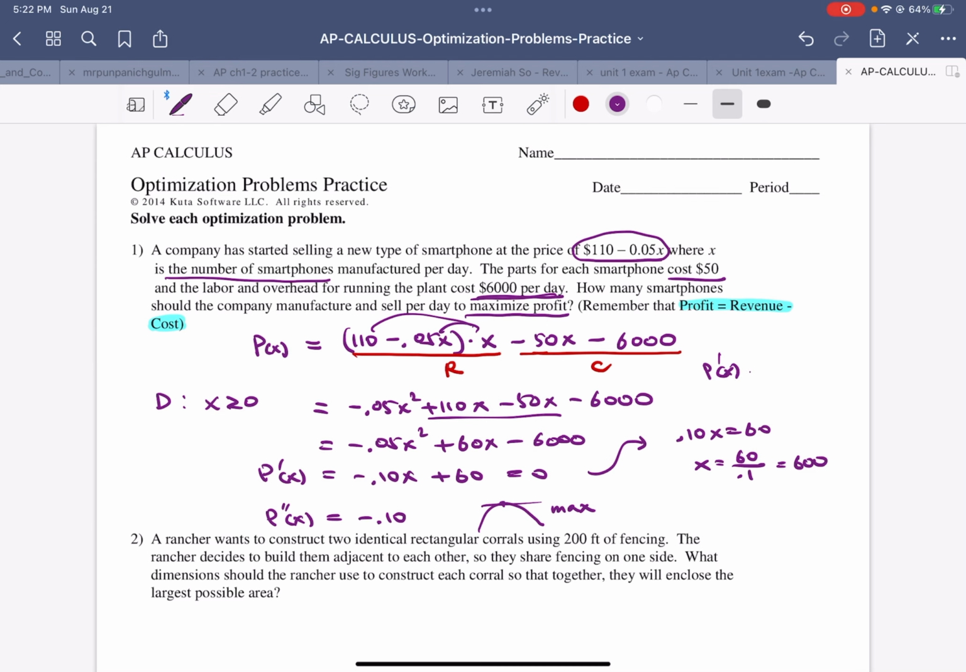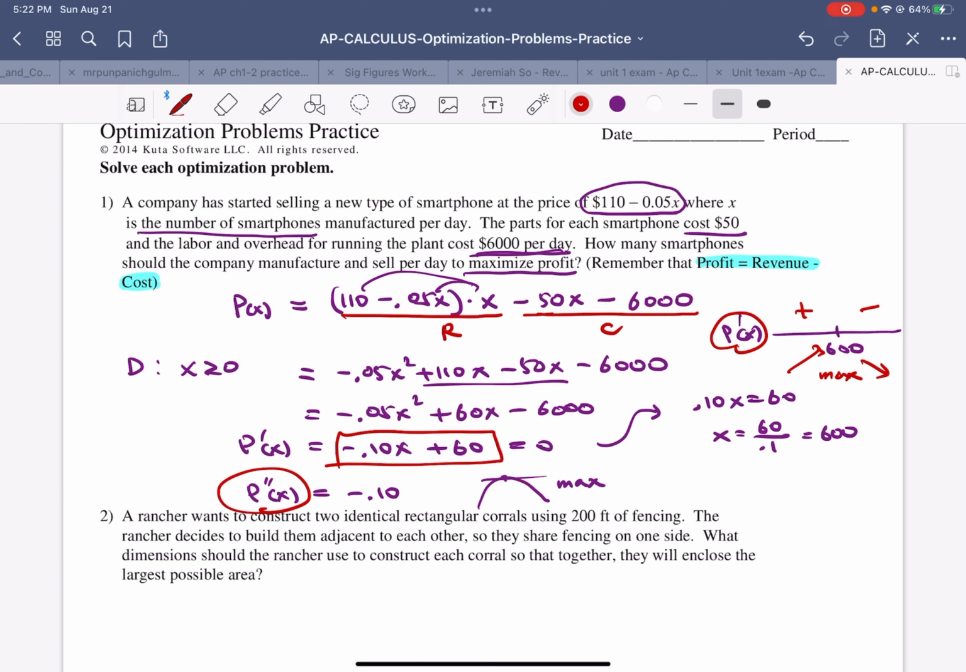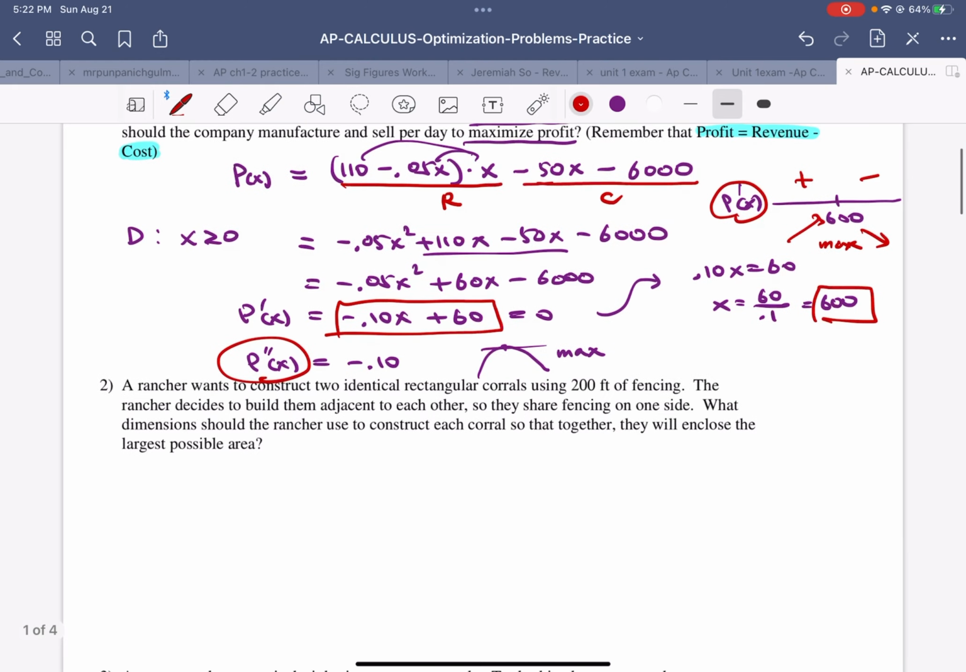Or you can do the first derivative test if you want. P prime of x, and right here is 600, and then you use this equation right here, because that's P prime of x. So when you plug in a value greater than 600, you're going to get a negative value, and if it's less than 600, that's positive. So going up, going down. So this one shows it has a max. Okay, so either way, you can do the second derivative test or the first derivative test. So yeah, that's the answer. So how many cell phones? You need to make 600 to make the maximum profit.